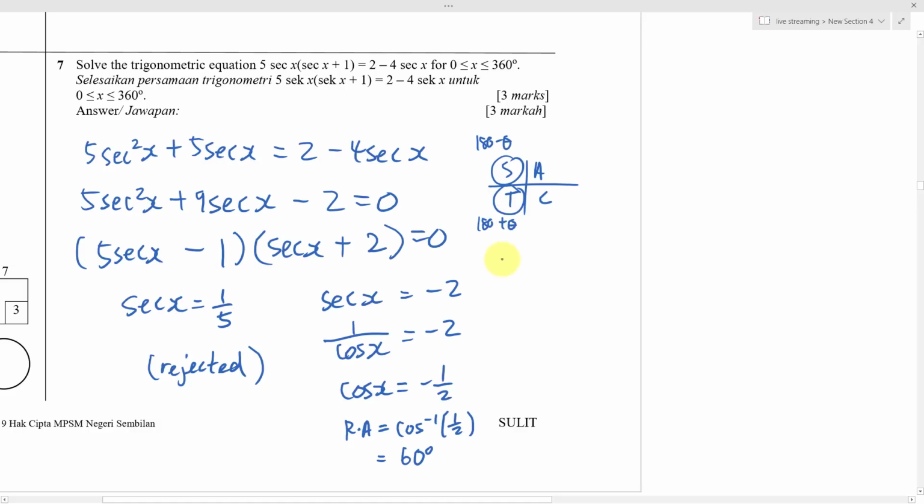So therefore, I can get my x answer here. Just use 180 minus 60, which is 120. And then I use 180 plus 60, which is 240. Alright, so yep, I hope you get it.